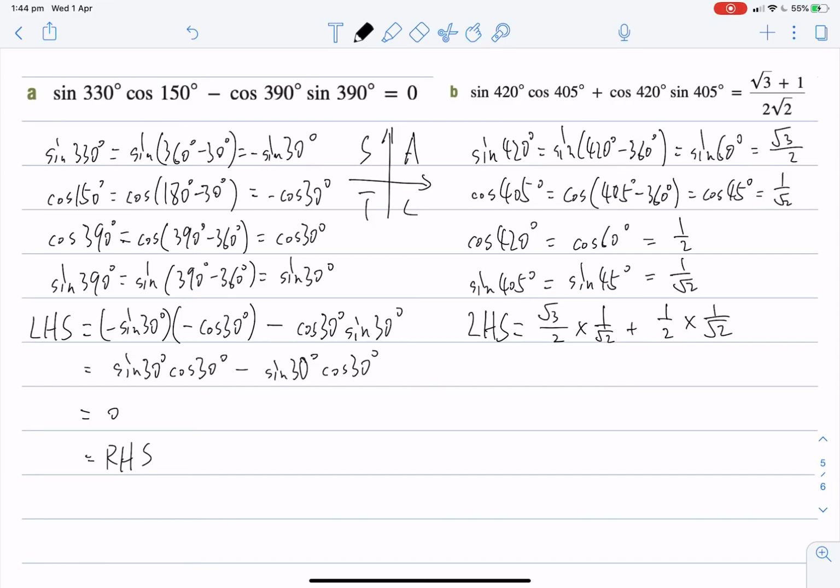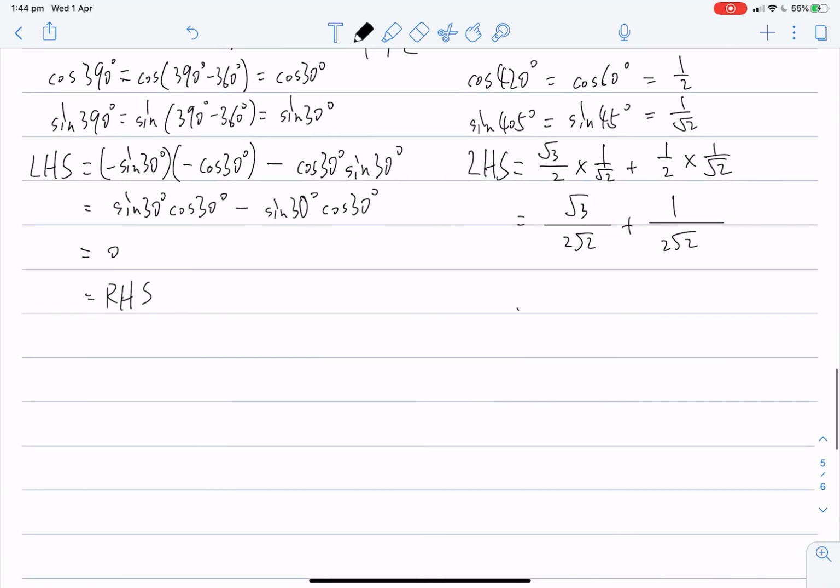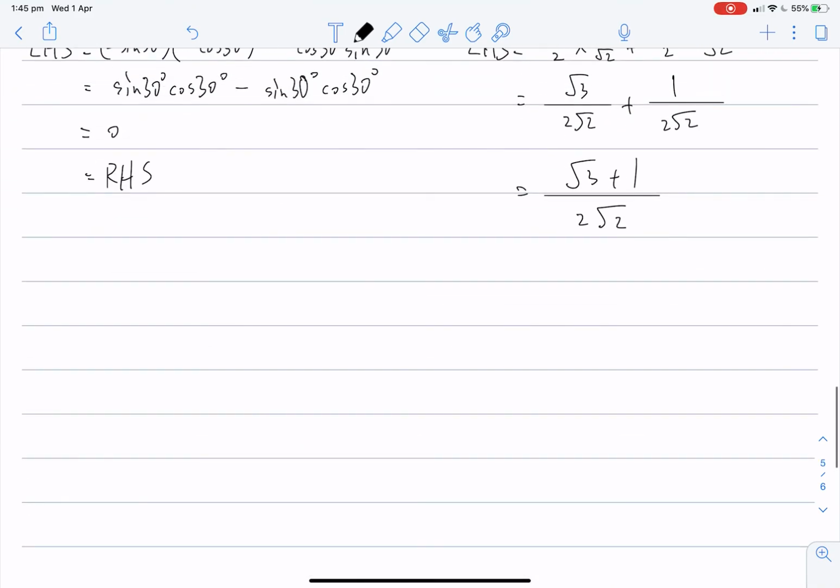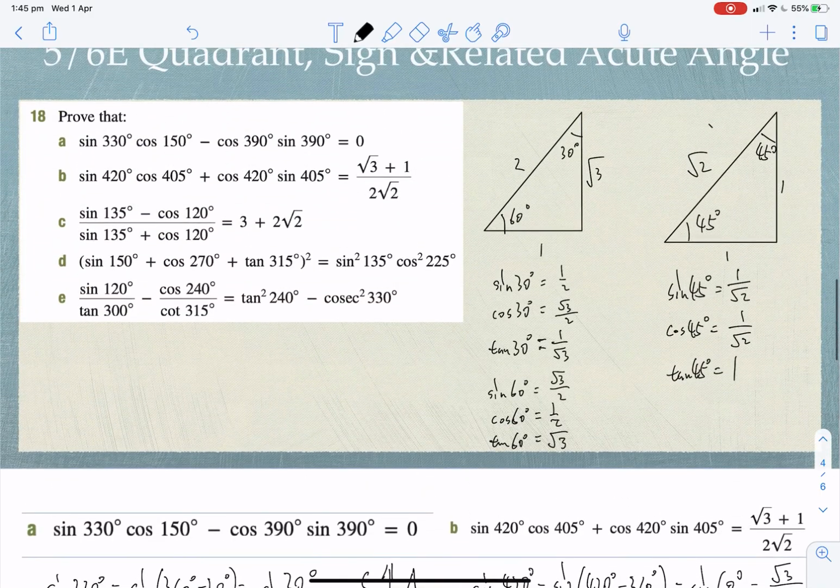Okay, so we just simplify. Square root of 3 on top, 2 square root of 2 on the bottom, plus 1 on top, 1 times 1 is 1, 2 times square root of 2 on the bottom. Common denominator, we can just put it together. So square root of 3 plus 1 on the top, 2 square root of 2 on the bottom, which is exactly the same as the right hand side. We're done. Okay, I think you guys can do the rest.